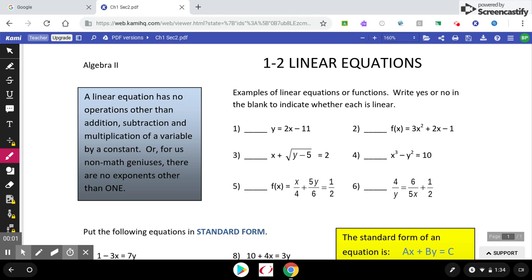Welcome to section 1-2 notes, chapter 1, section 2, linear equations. So here in this box on the left in gray has a nice formal definition of what's linear. So I'm going to cut to the bottom here and tell you, here's what we're looking for. No exponents other than 1.